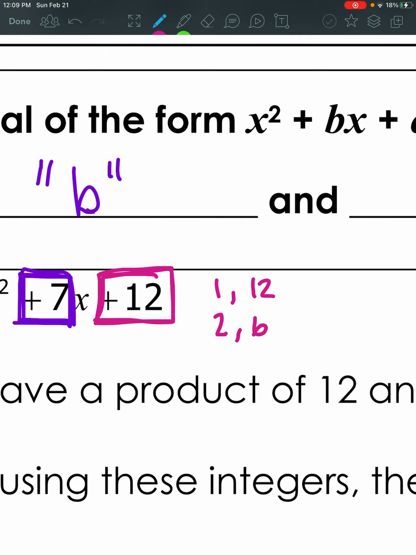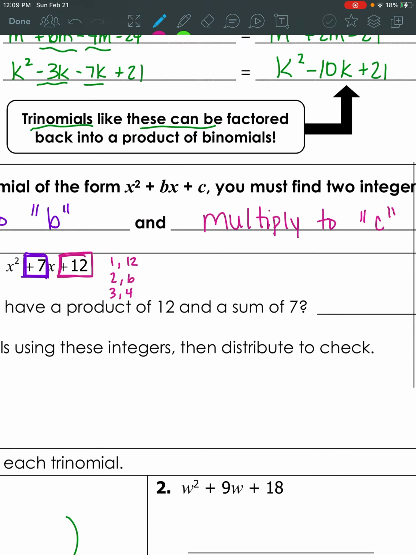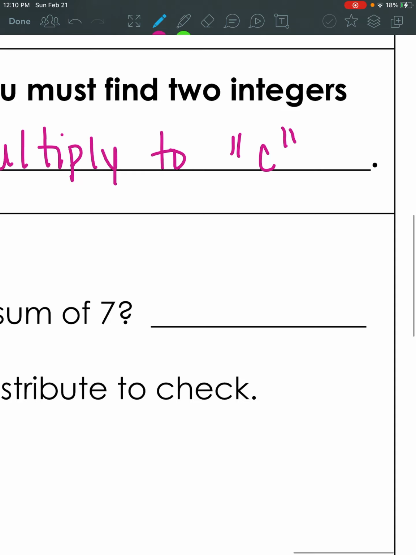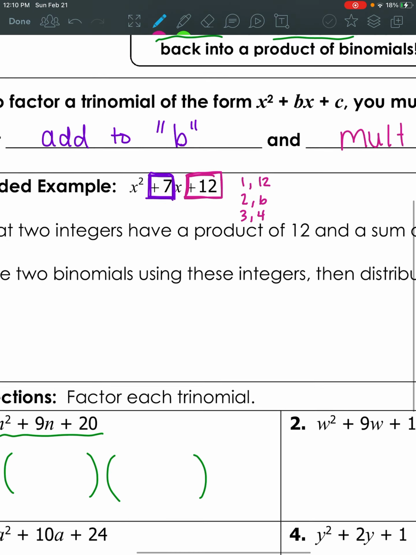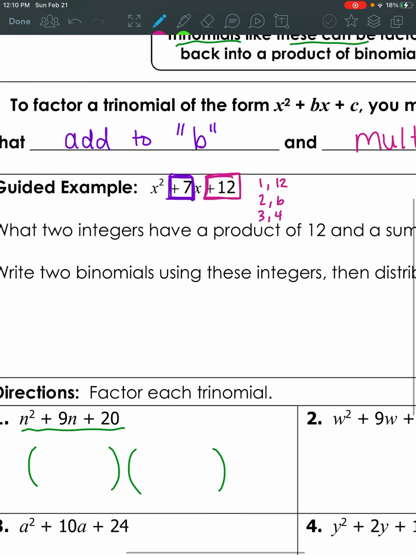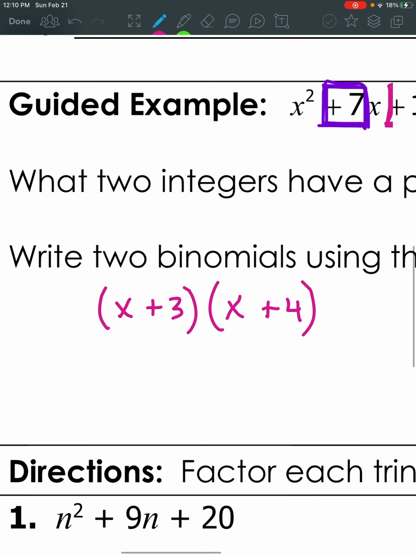We have 2 and 6. Again, those don't add to 7. And then lastly, we have 3 and 4. Well, 3 and 4 do multiply to 12 and they add to 7. So what 2 integers have a product of 12 and a sum of 7? 3 and 4. So what we will do is write 2 binomials using these integers and then distribute and check. So we will have x plus 3 and x plus 4 as our two binomials.